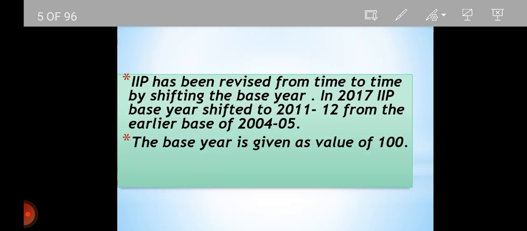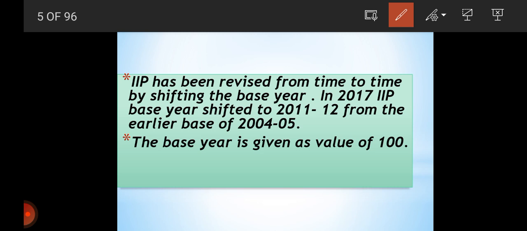Next, IIP is revised from time to time, because as we know very well, IIP measurement is based on a base year. So there will always be revisions, there will always be changes in IIP. Earlier our base year was 2004-05. Now the current base year is 2011-12. So if there is a change in the base year, then there will always be a change in IIP.